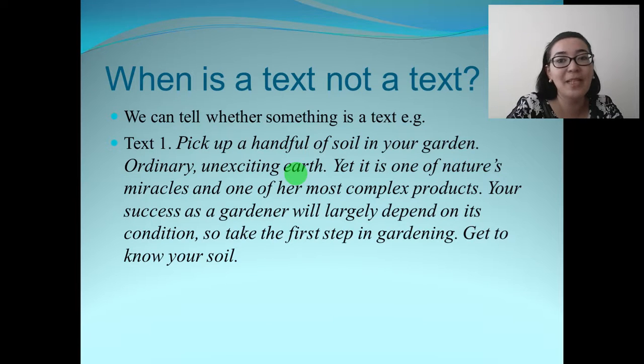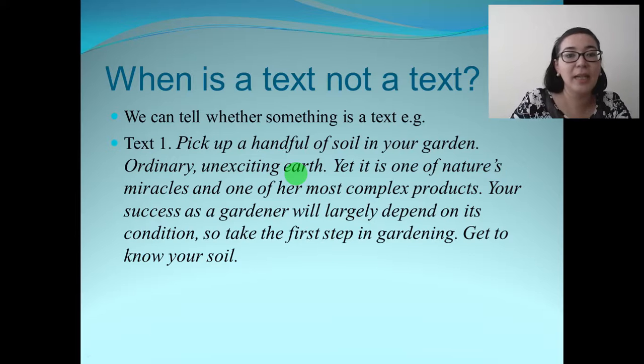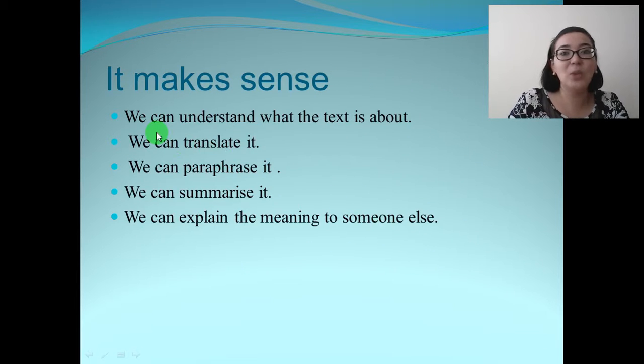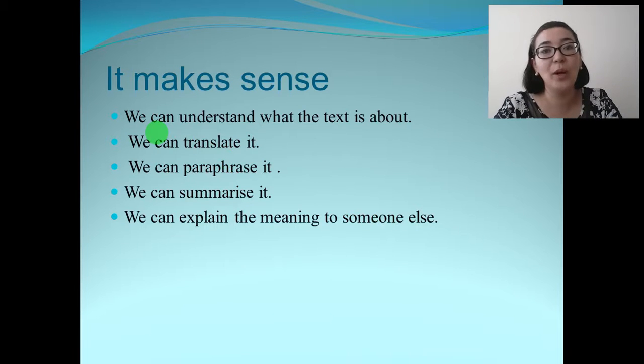We can tell whether something is a text. For example, look at the first text. Pick up a handful of soil in your garden, ordinary unexciting earth, yet it is one of nature's miracles and one of her most complex products. Your success as a gardener will largely depend on its condition, so take the first step in gardening: get to know your soil. A text makes sense when we can understand what the text is about, when we can translate it, when we can paraphrase it, when we can summarize it, and the last one, when we can explain the meaning to someone else. At this time, the text can make sense.